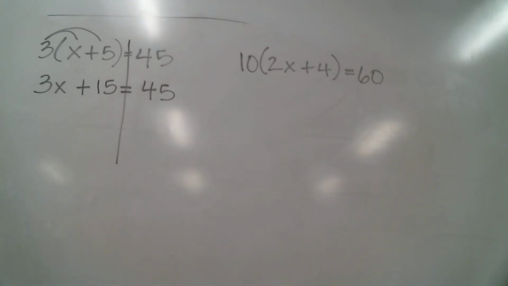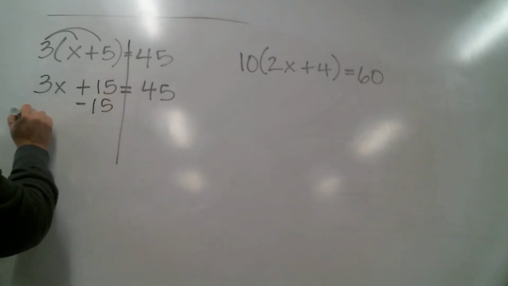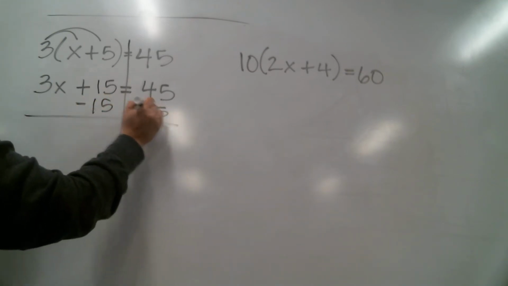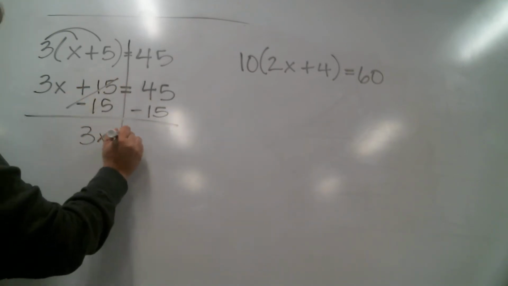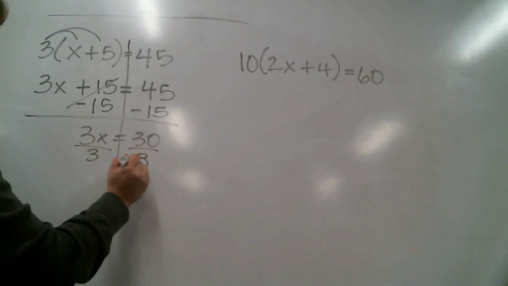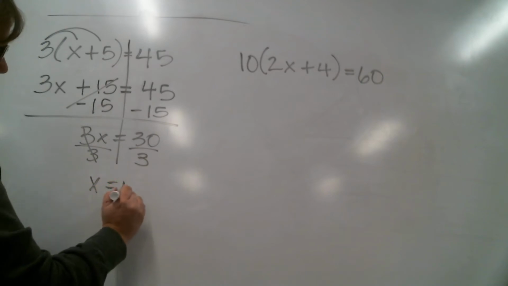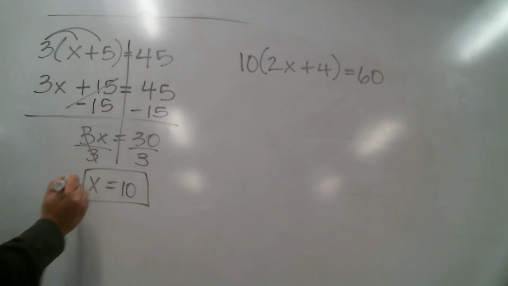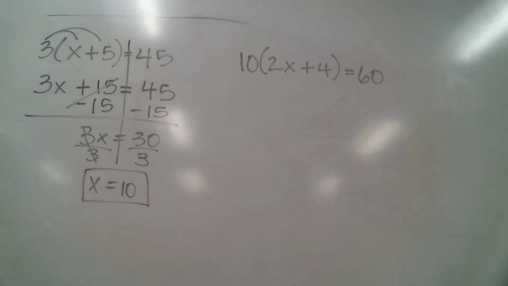So then it turns into an equation that you guys are really good at. I'm going to subtract 15, and I have 3x equals 30. And then finish it by dividing by 3, and I've got x equals 10. So just adding one different step there at the beginning. If you see distributive property that needs to be taken care of, you need to go ahead and take care of that first.